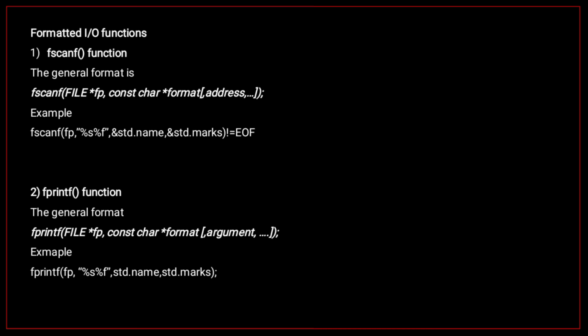Next is fprintf function. This function writes formatted data into the file. It has a parameter which is a pointer of file type that points to the file to which the output is to be written. And the general format of this fprintf function is fprintf(FILE *fp, const char *format, argument list); Now see the example to use fprintf function.